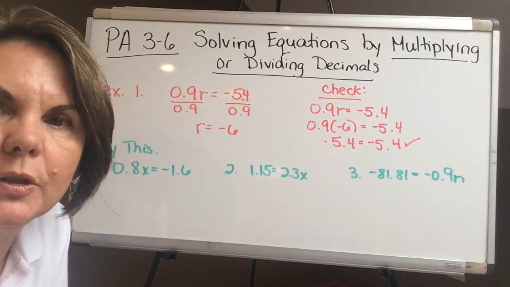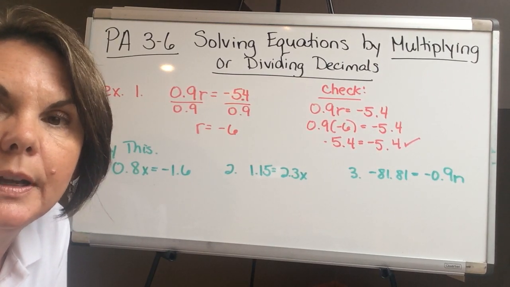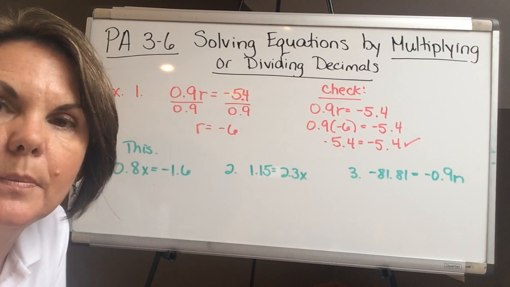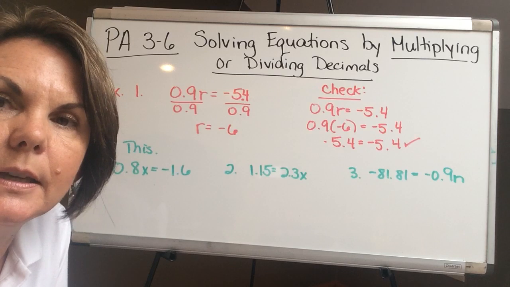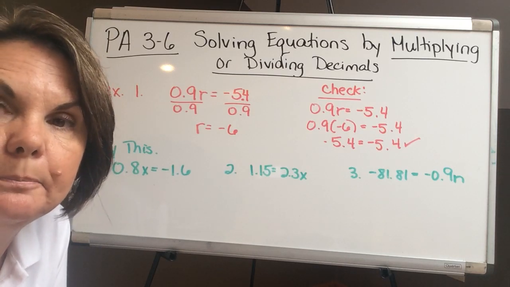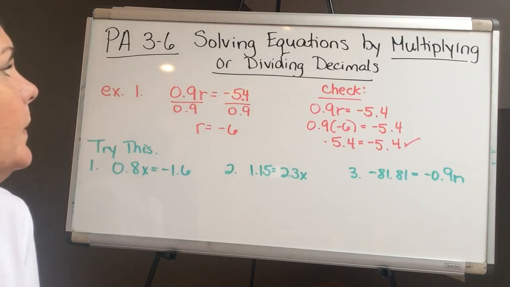Now we're going to solve equations by using multiplication or division. Again, just like the other lesson using addition or subtraction, everything is exactly the same. The difference in this section is that the numbers are decimals. That's it. Okay, so let's take a look at the first example.